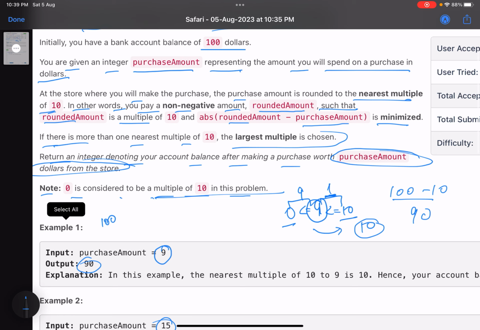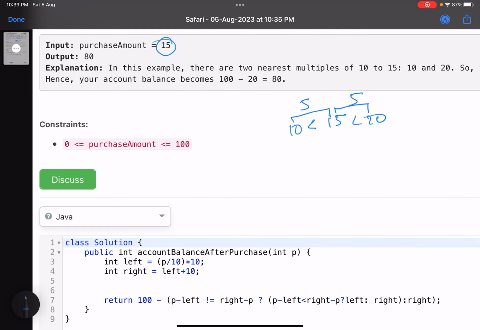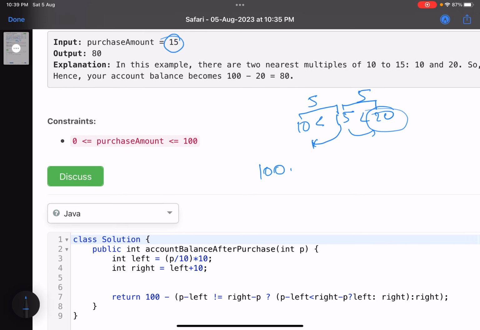It says that if there is more than one nearest multiple of 10, the largest multiple is chosen. That means either you take a value less than the current purchase or more than the current purchase. The absolute difference is the same, so you pick the larger one. So you pick 20. You had $100, you spend 20, you get 80. Simple, right? This is what the problem is asking us to do. Forget about the implementation, but I hope the problem statement is clear.